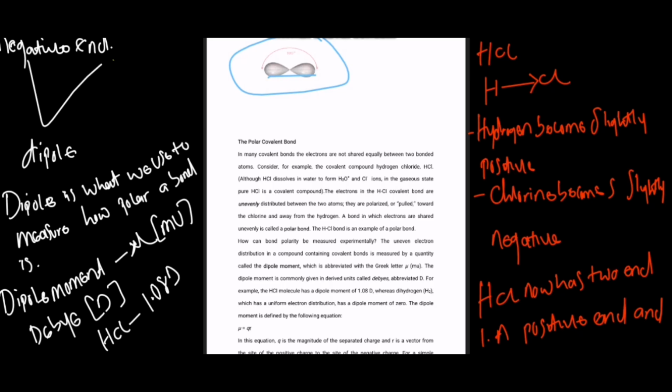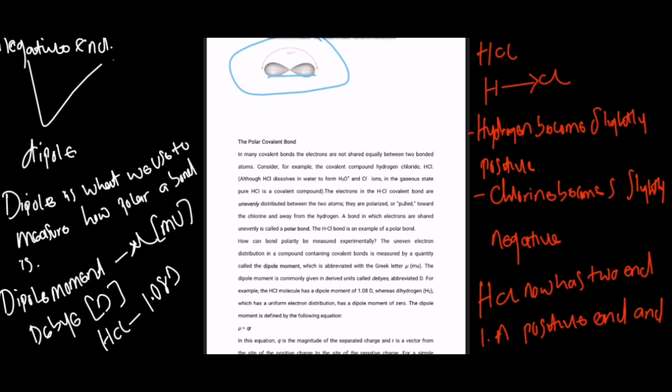I said that the dipole is what we use to measure how polar a bond is. And we said that there is what we call the dipole moment. The dipole or the dipole moment is what we use to measure how polar a bond is.